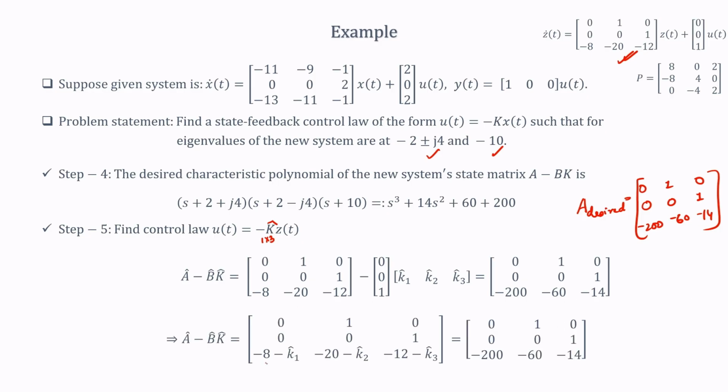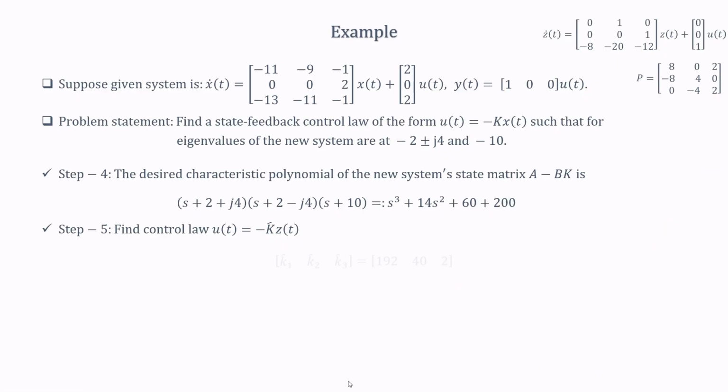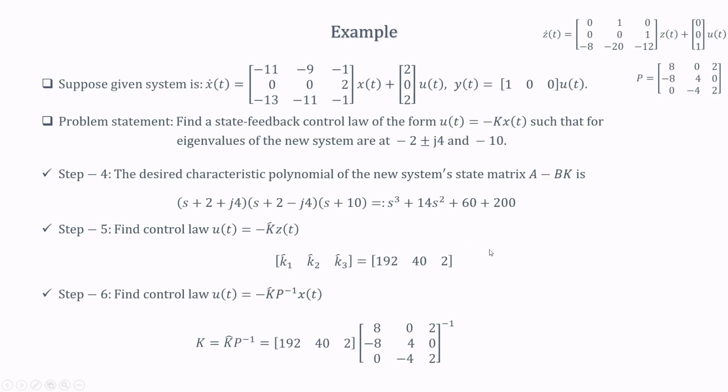So, if you multiply this out, this is what you will get. You just have to equate the rows here to get the values of k1 hat, k2 hat and k3 hat, and that will come out to be 192, 70, 192, 40 and 2. And once you have the k hat, you can directly find the actual control law, because I have to find the control law in terms of x. The control law would be k hat P inverse x, and if you multiply this out, your final expression will come out to be this.